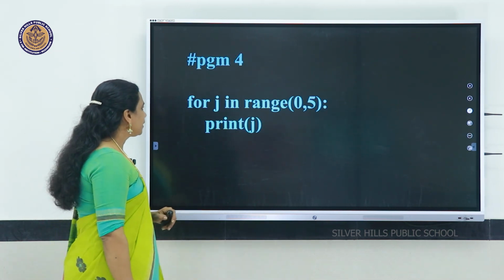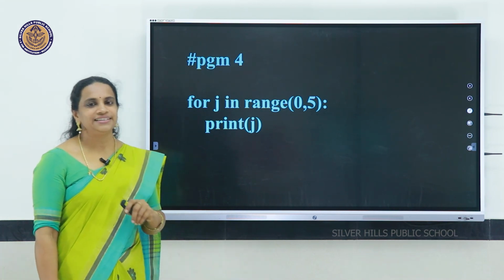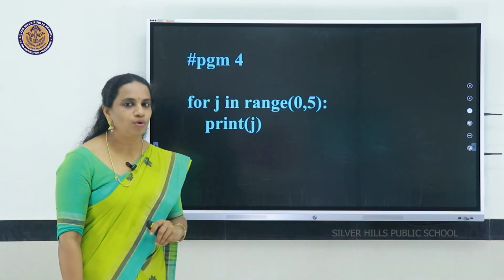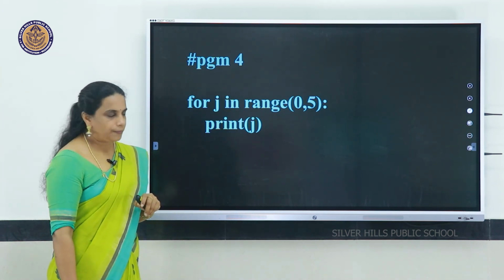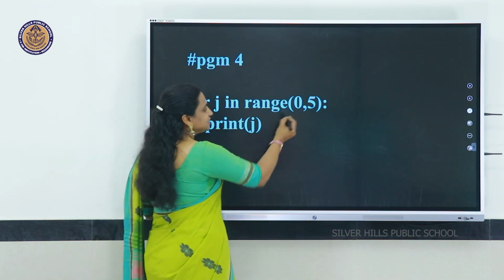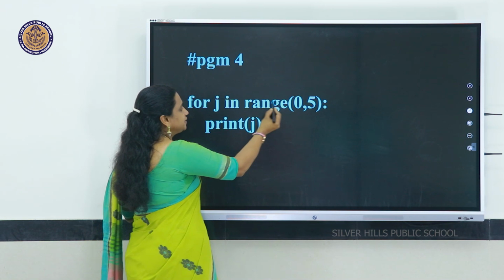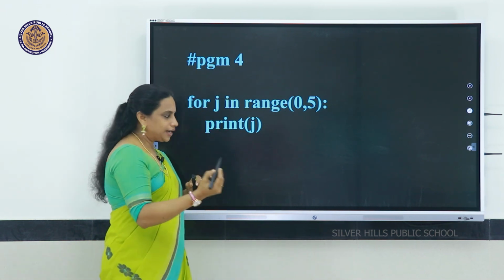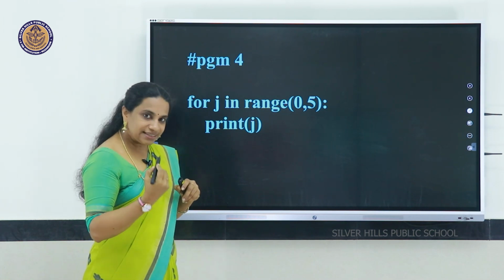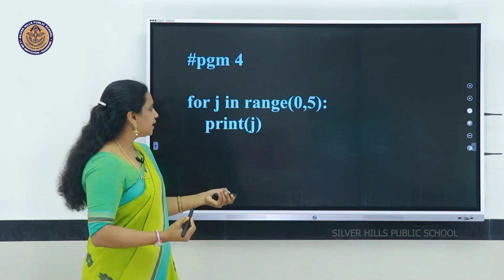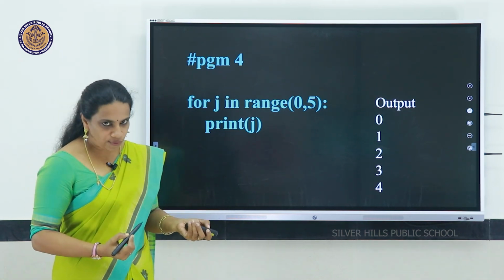Now next program, program 4. As I told you earlier, you can use the range function in a for loop also, that is, for j in range of 0 to 5. Starting value of j is 0, that is range(0, 5). Then the next value of j is 1, then 2, 3, 4, and 5 is excluded. Therefore, you will get the output 0, 1, 2, 3 and 4.